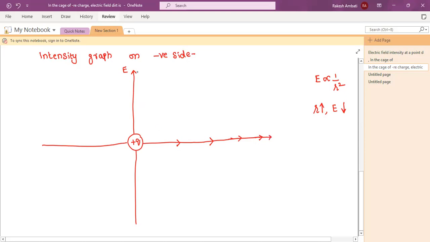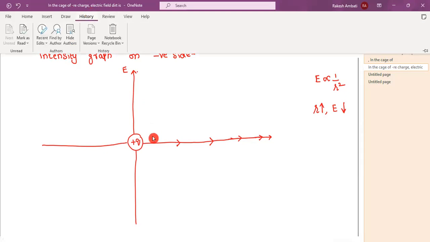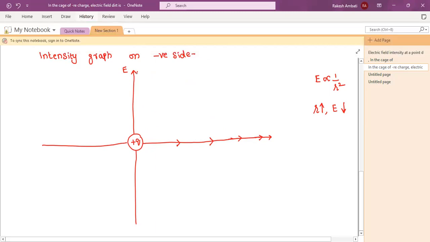Okay, so the graph is like this. One more thing here: the intensity direction is along the positive direction. So we draw the graph on the positive side. So the graph will be like this.